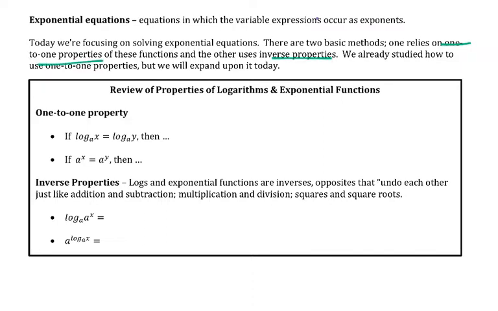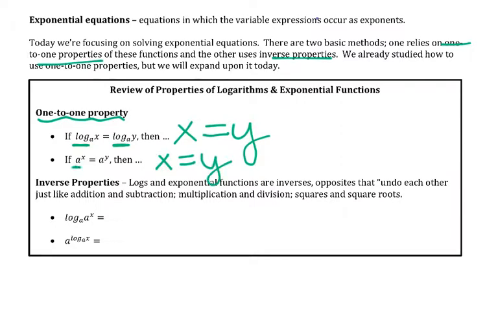So one-to-one properties are here, and it's like this. If log base a of x equals log base a of y, then x must equal y, right? If these two things are equivalent, they're both logarithms to the same base, x has to equal y. Similarly, if you have a to the x equals a to the y, then x must equal y. So that's one-to-one. When these two sides look the same, the variables must be the same.